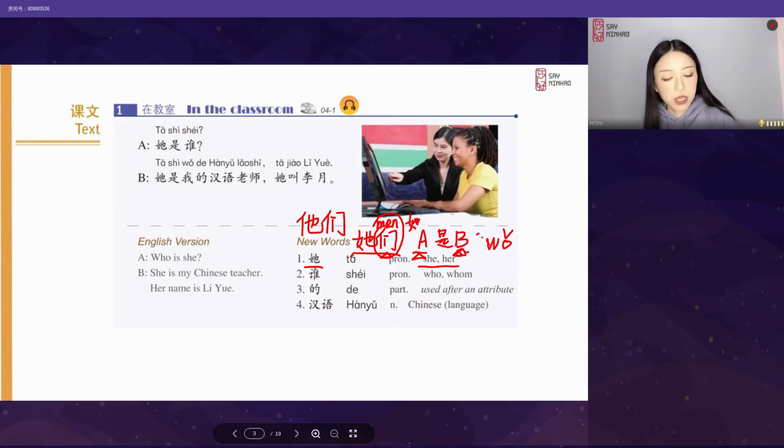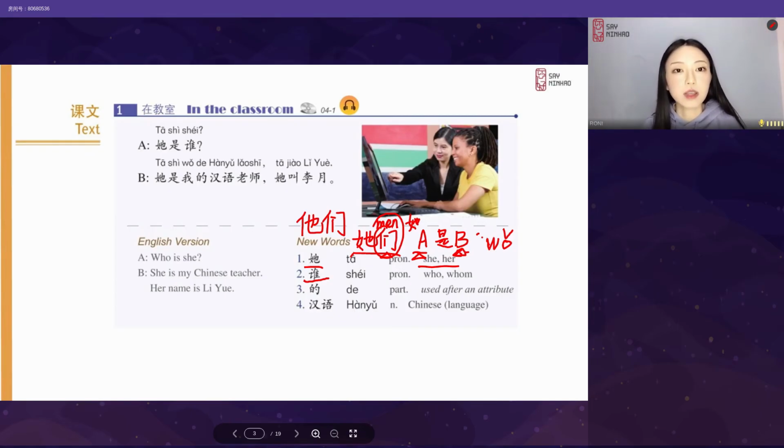Next word is 谁. The initial is sh, the final is ei, and the tone is second tone. Read after me. 谁. It means who or whom.